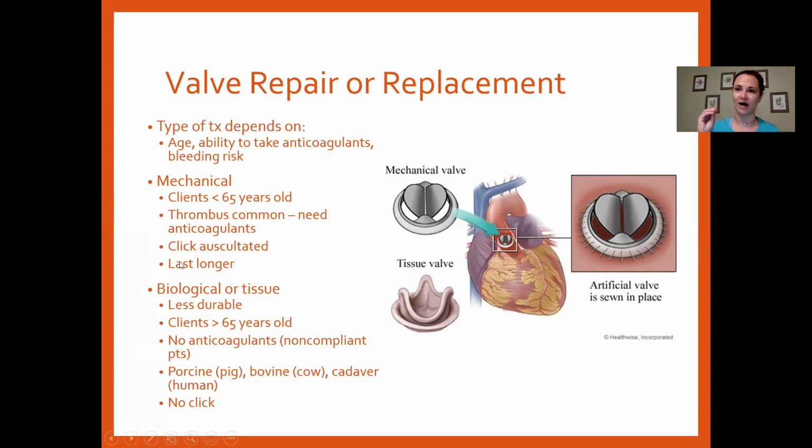It is a mechanical valve, so when you're auscultating heart sounds, you'll hear that click. And they do last longer, so that's why for clients less than 65, it's ideal to give it to them. They're going to have it for longer and have fewer complications with it.